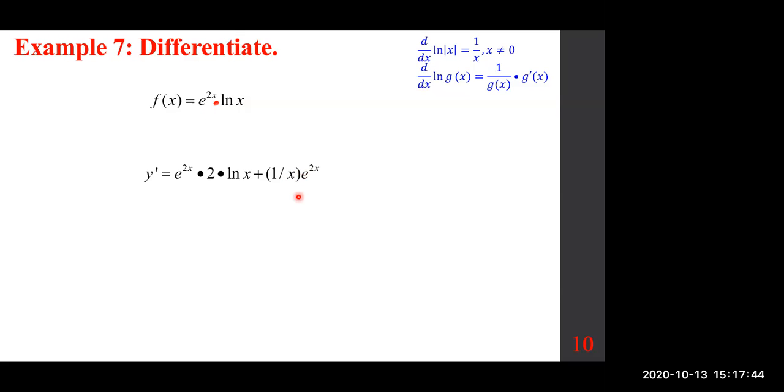So you can rewrite this by factoring out e to the power of 2x. When you take e to the power of 2x out, the first piece just gives you 2 times ln x. The second piece gives you 1 over x. It's pretty straightforward. Okay, 1 over x. All right, so let's move on.